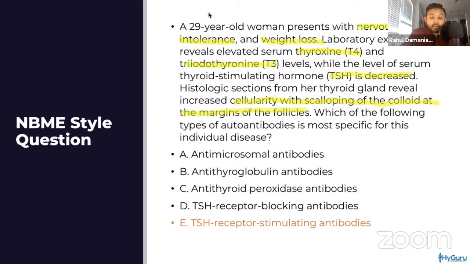Now, remember that Graves' disease can be categorized from an immunology standpoint as a type 2 hypersensitivity reaction because you have autoantibodies that are going to persistently be stimulating the TSH receptor. And that's important because then that's going to start taking out the thyroid hormone that is going to be stored in the thyroid follicles. And that's why you get the scalloping of the colloid in your exam questions.